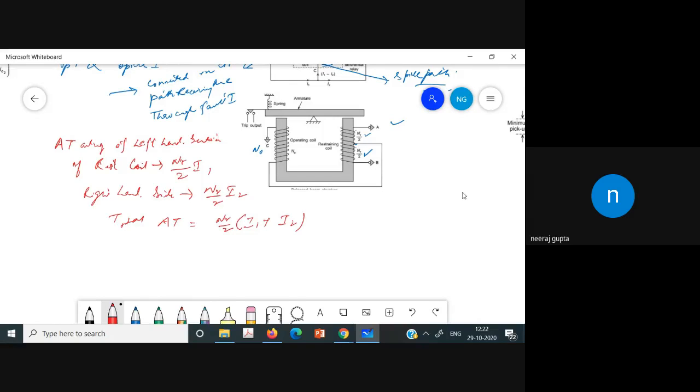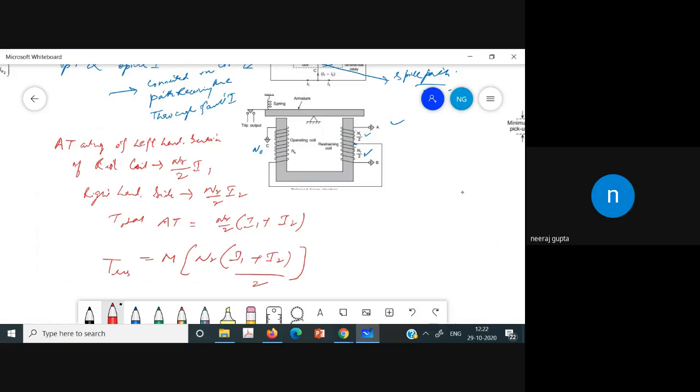Now, torque is proportional to the square of the flux, and the flux is proportional to the ampere turns. So we can use one proportionality factor M, and the torque produced by the restraining coil is M times nr, I1 plus I2 divided by 2, squared, where M is the constant of proportionality. This is the restraining torque.